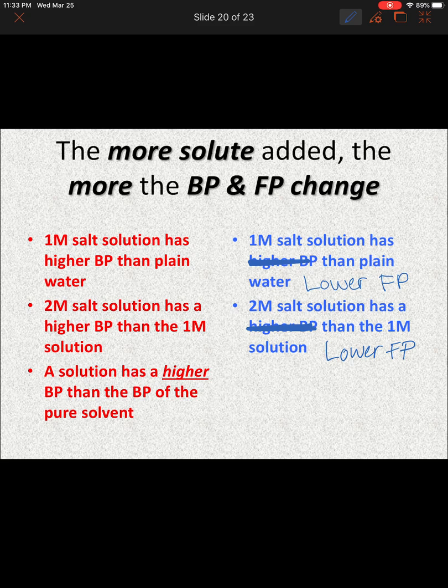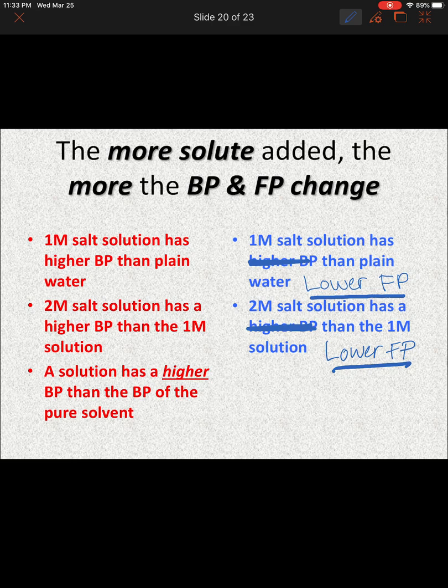I did it again. These should all say lower freezing point. I apologize. I'm going to have to change that on the PowerPoint that's online. So, a 1 molar salt solution has a lower freezing point than plain water. If you up the concentration, it's going to drop the freezing point even more. A 2 molar salt solution has a lower freezing point than the 1 molar solution.